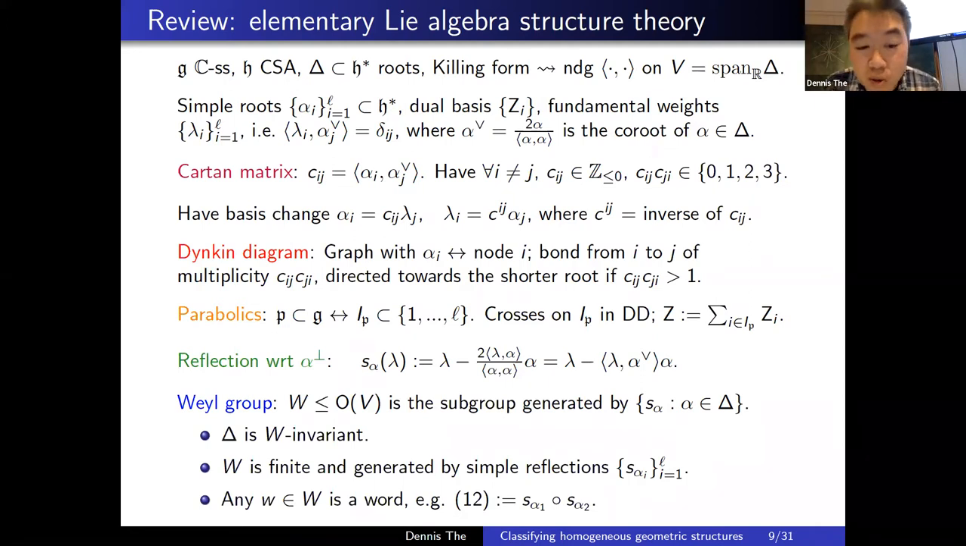So the set of roots is W-invariant, W is finite, and generated by simple reflections. And so any element of this Weyl group is a word. For instance, I'll use the notation 1, 2 to be this composition of these simple reflections in this order: S_alpha2 first, S_alpha1 afterwards.